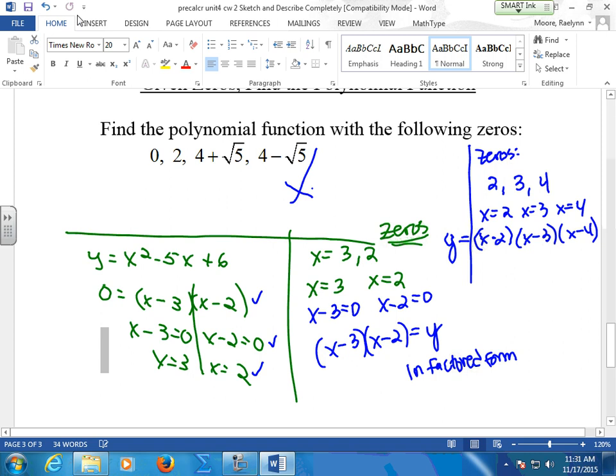Guys, on your homework, the ones to do are these down here. So start like that. Start setting them equal to x. Find the factors. Leave them in factor form. Leave them in factor form.